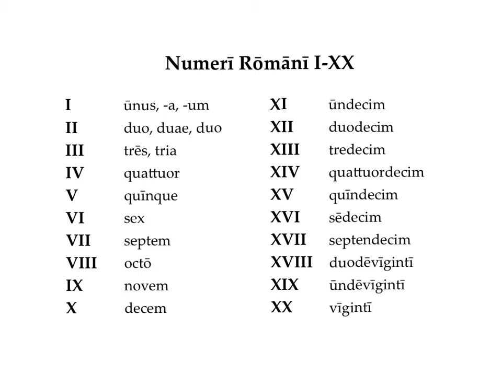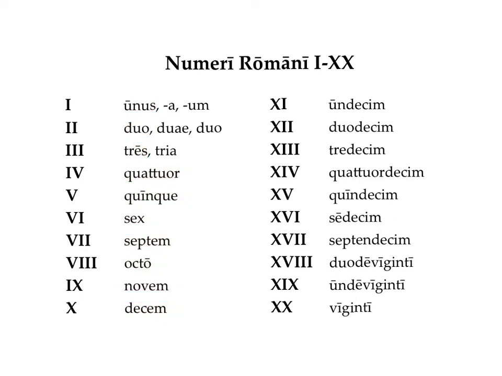Welcome back. In this short video, I'll teach you to count from 1 to 20 in Latin and talk a little bit about the Roman numerals that are used to represent these numbers. The numbers from 1 to 10 are as follows: unus, duo, tres, quatuor, quinque, sex, septem, octo, novem, decem.